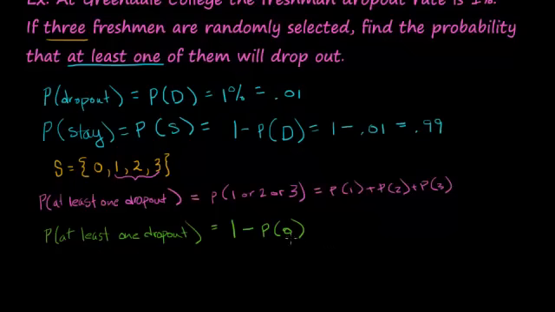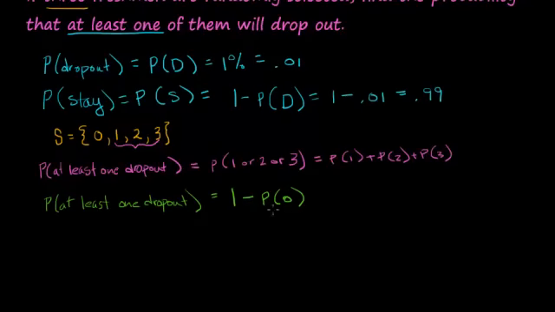Okay, so what would have to happen to have the probability of 0, or to have 0 students drop out? Well, that would mean that we would have the probability that, and I used an S for stay, that the first student in our random sample stayed, and the second student in our random sample stayed, and the third student in our random sample stayed.